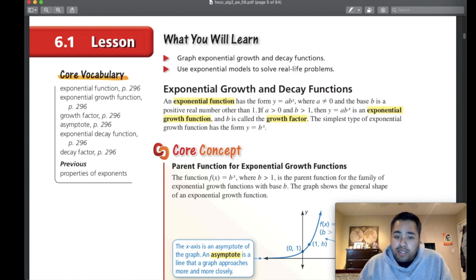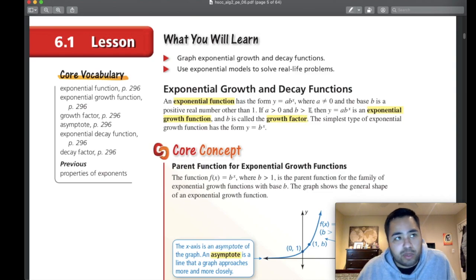Now, there's certain conditions. If a is greater than 0 and b is greater than 1, then y equals a times b to the power of x is an exponential growth function. Well, what are some examples of that? Most of the time, the equations that we're going to be dealing with are where a is equal to 1, so you're only going to have the base, right? So that base is more than 1.